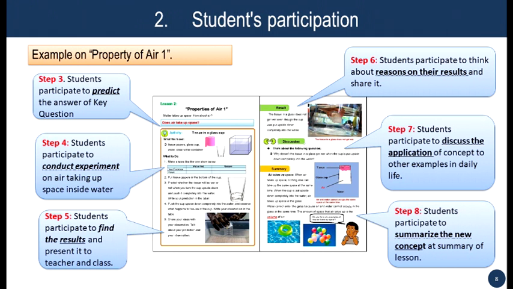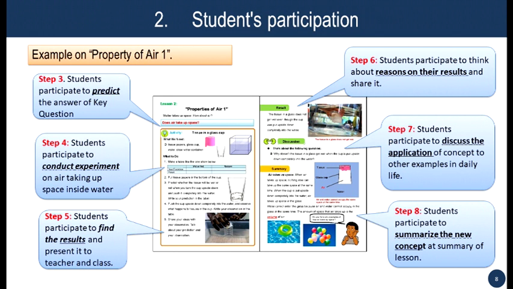Let's look at another example, which is on property of air 1. In this lesson, students also conduct activities by themselves in their groups or in pairs. Students also predict the answer to the key question. And in step 4, students conduct the experiments themselves with the help of teachers facilitating the exercise.